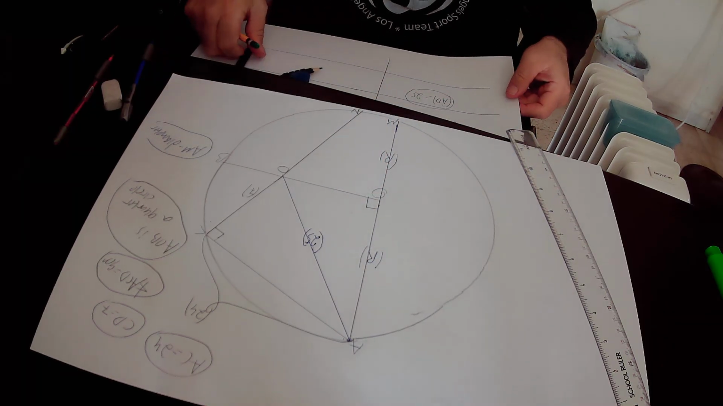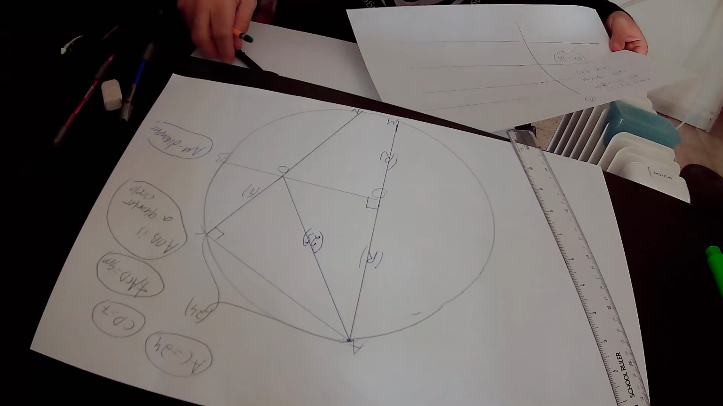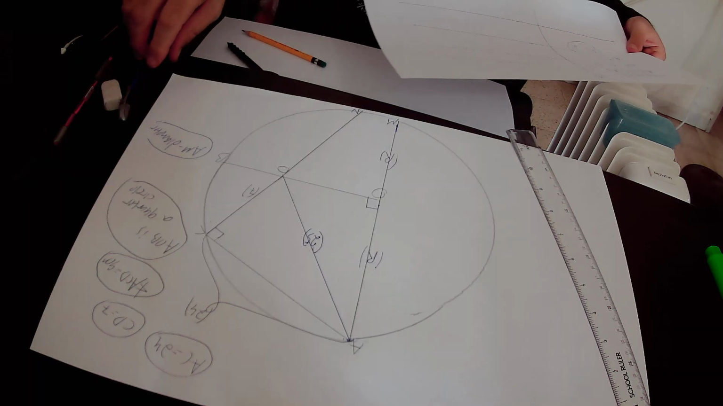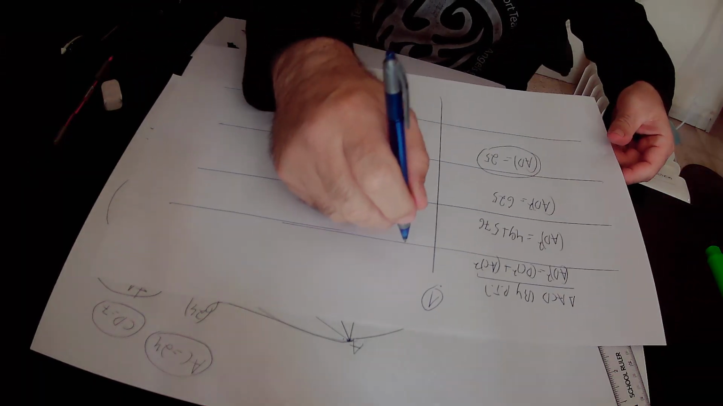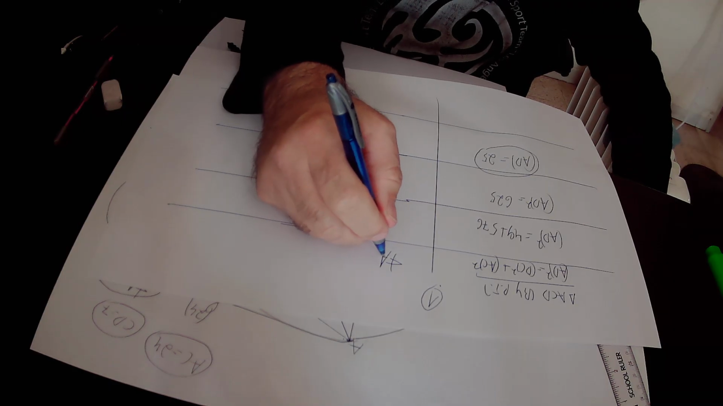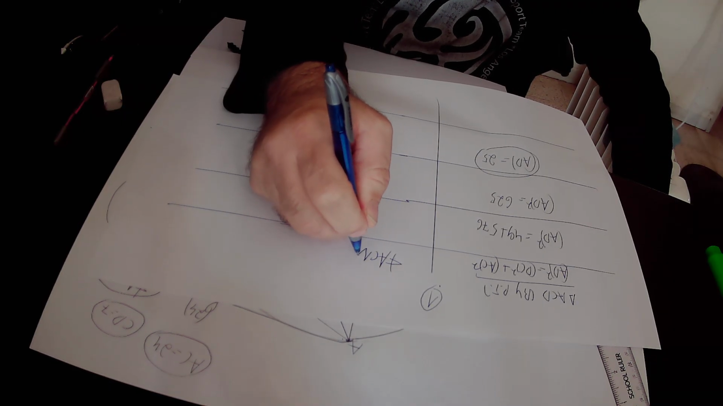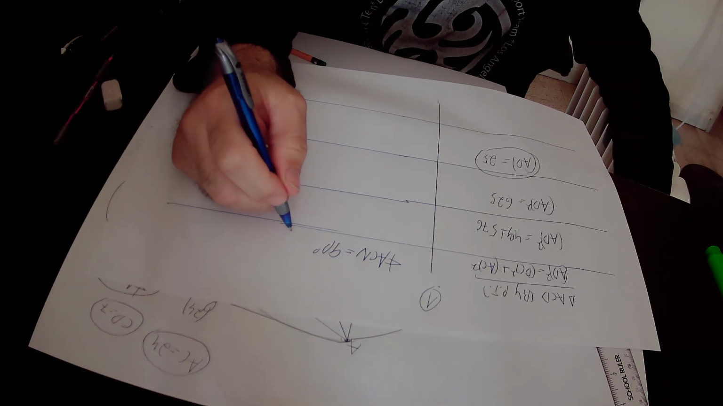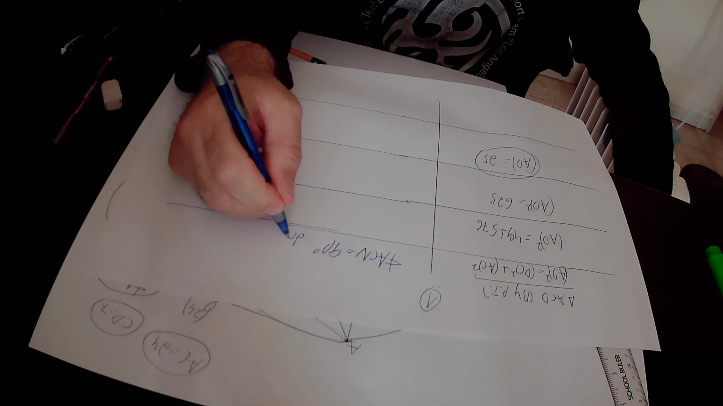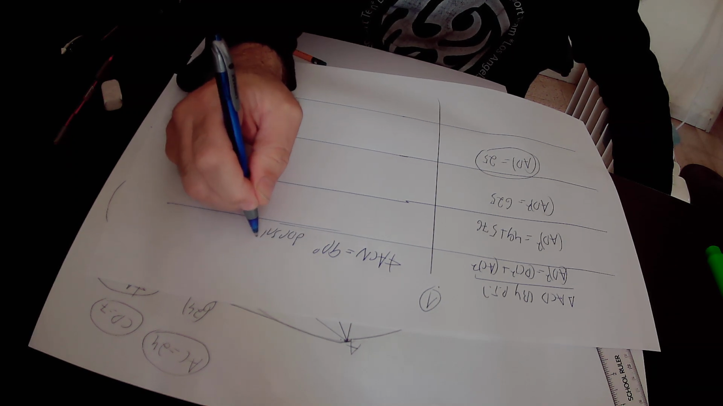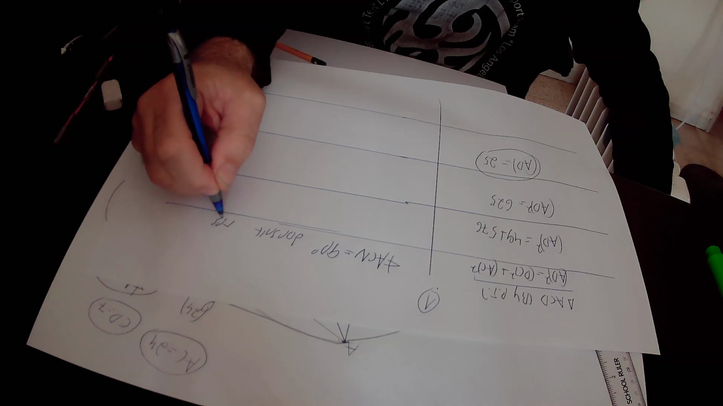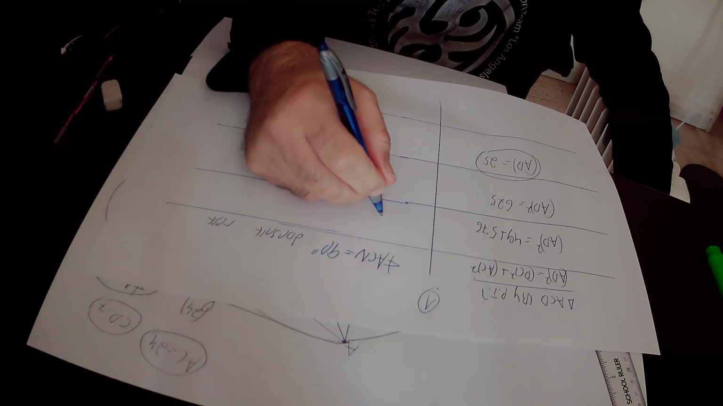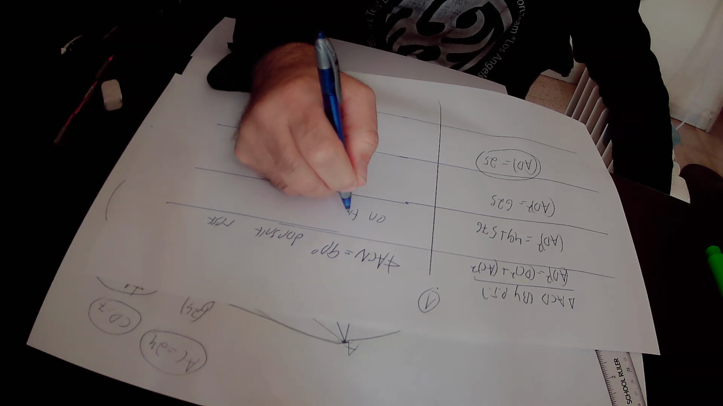So we actually found that peripheral angle ACN, which equals 90 degrees, does not rest on the diameter of the circle.